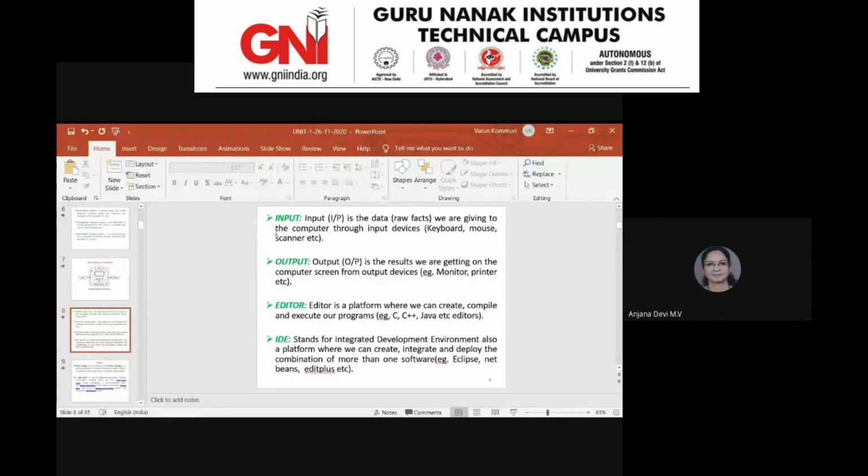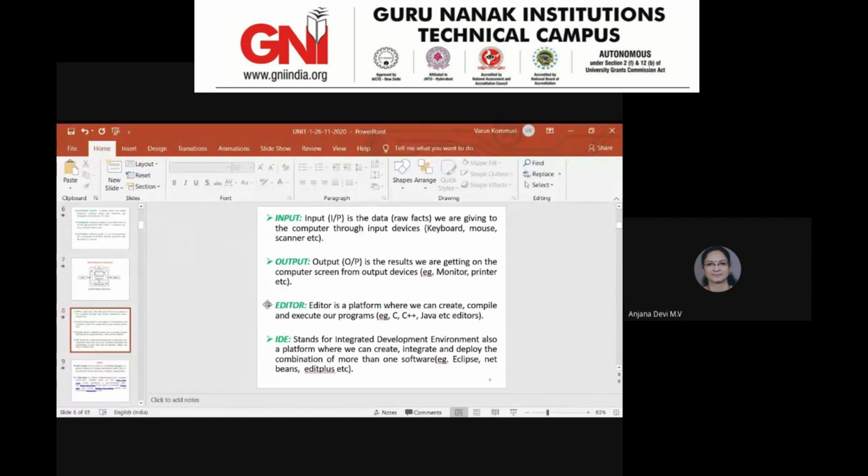Then what about output? What is output? The results we are getting on the computer screen from the output device. What are the examples of output devices here? Monitor, printer. These are the output devices. Yes, through the monitor or printer, you can see the output, right?